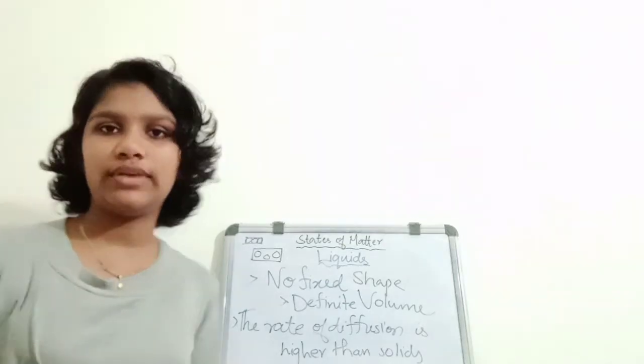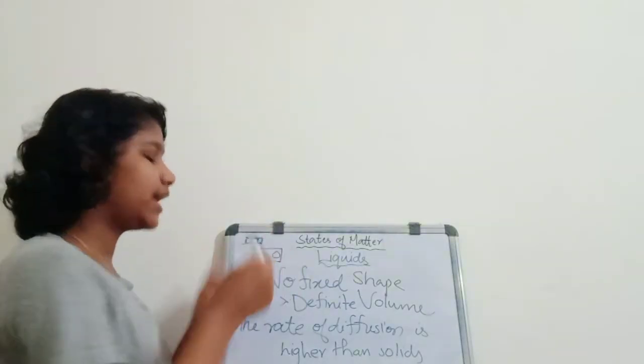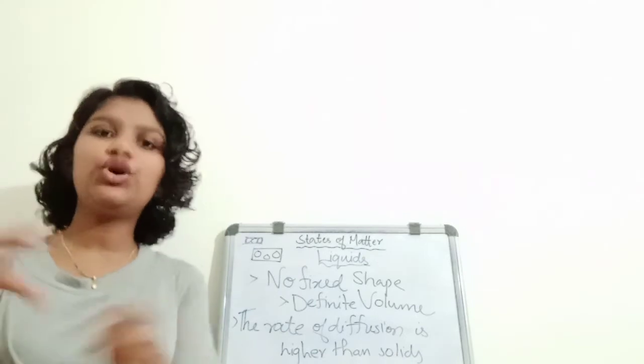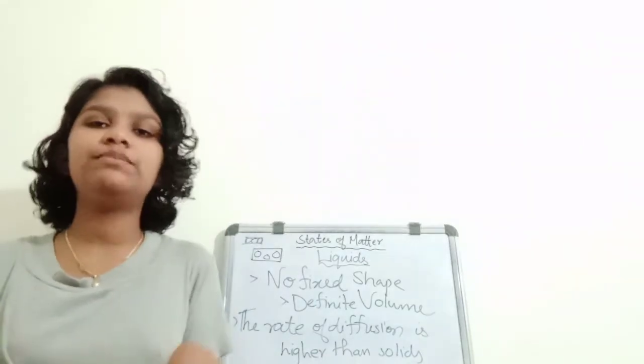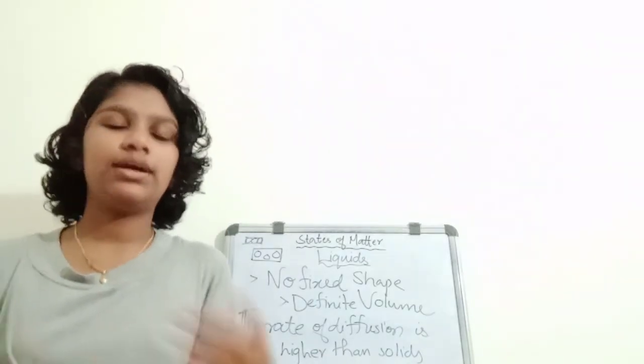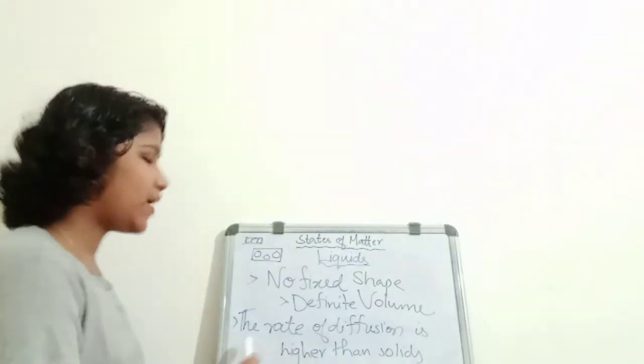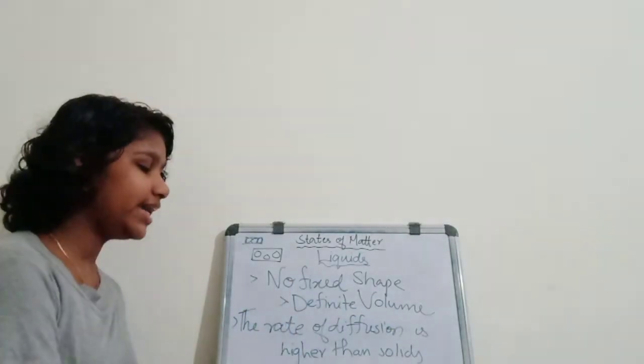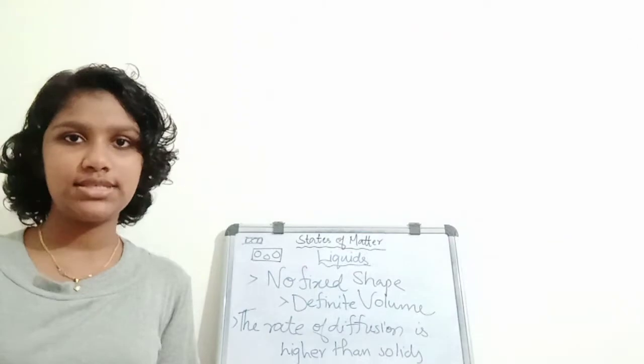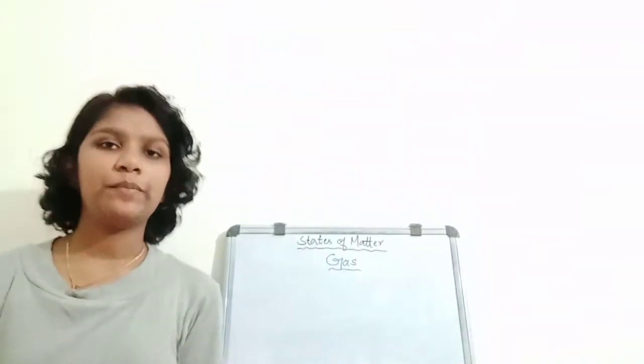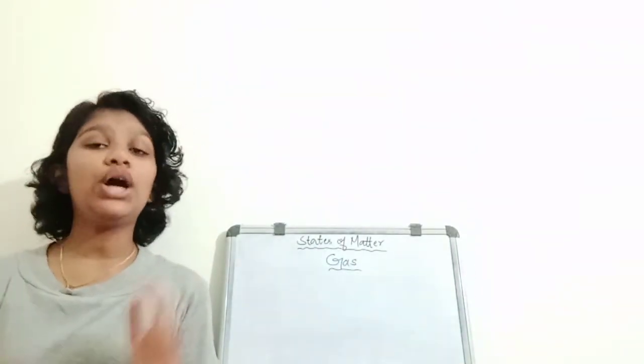They diffuse very quickly. What happens? The solid occupies empty space. More empty space. Diffuse. That is why the rate of diffusion is higher in liquids than solids. So hope you understood. Okay, next is gas or gaseous state.